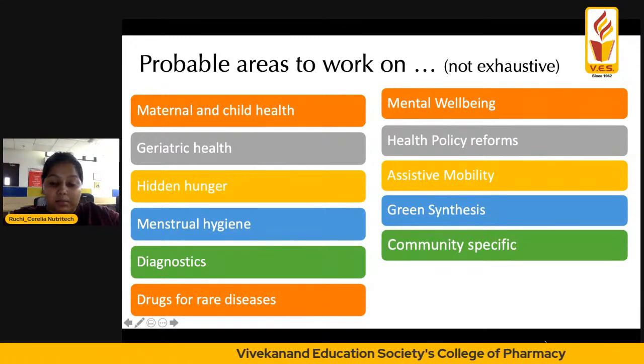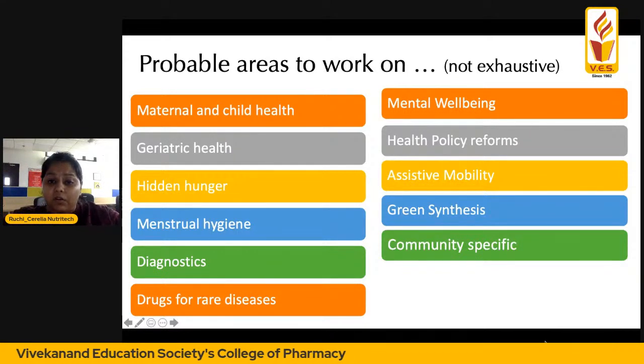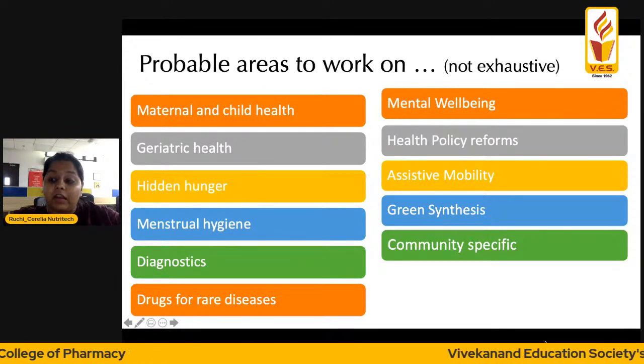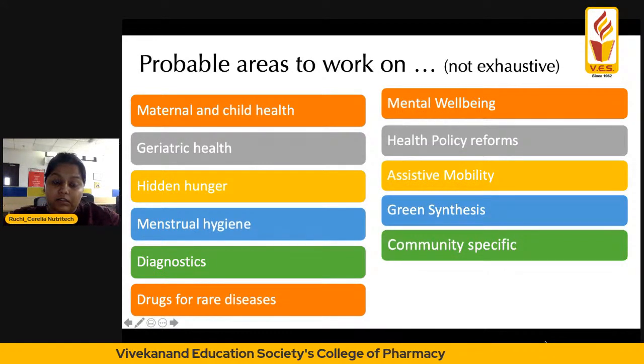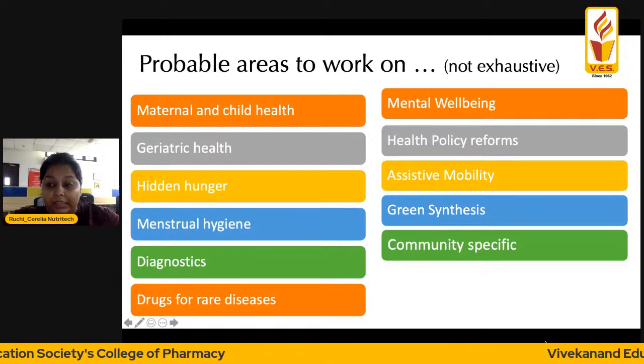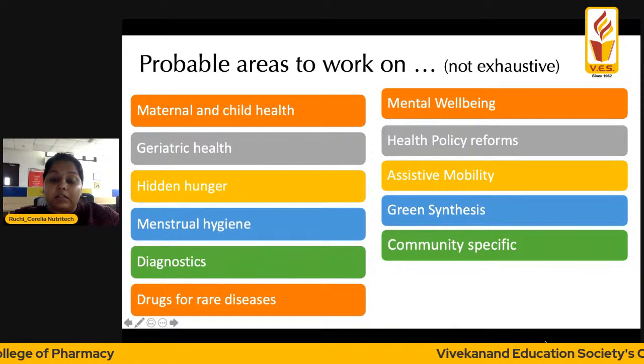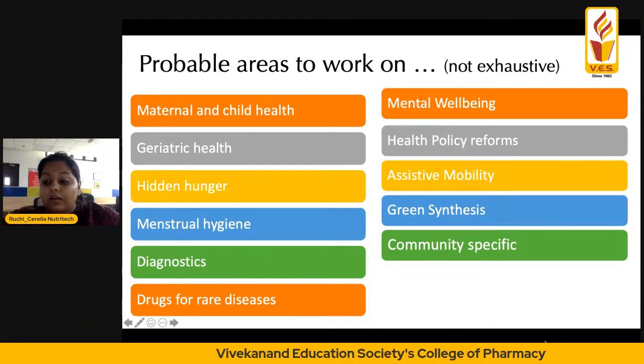Assistive mobility is another major issue. Disability is a problem that requires a lot of innovation, and obviously it has a big social impact if you make some technology which will make their lives simple. Green synthesis is another. It's also part of the SDGs, wherein you are also working on climate change. It is adding to the fight in stopping climate change.